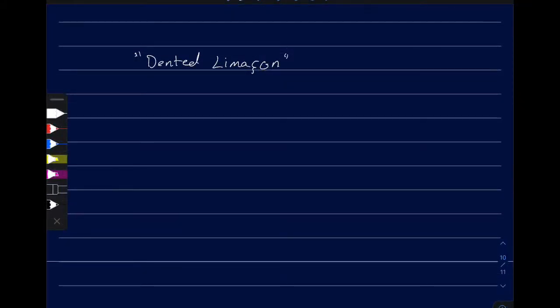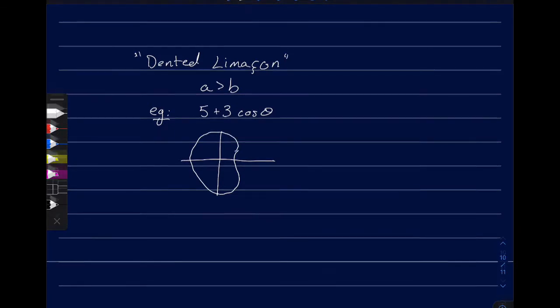Next we have our unlooped, or what I like to call dented limacon, and this is where a is greater than b. So we might have 5 plus 3 cosine theta, something like that. And what 5 plus 3 cosine theta is going to look like is it almost looks like our cardioid, except we pull the point out a little bit. So it looks a little bit more like a kidney bean of some sort. So let's just go ahead and try drawing that again. Something like that.